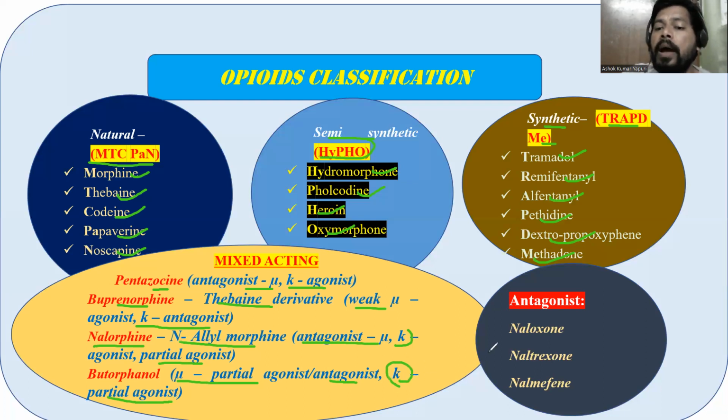And next are the antagonists of opioid receptors. Naloxone, naltrexone, and nalmefene, these three drugs act as antagonists at opioid receptors. Especially these drugs are used in opioid overdose. In opioid overdose conditions, these drugs are useful. So this is the classification of opioids with interesting mnemonics as well as tricks.